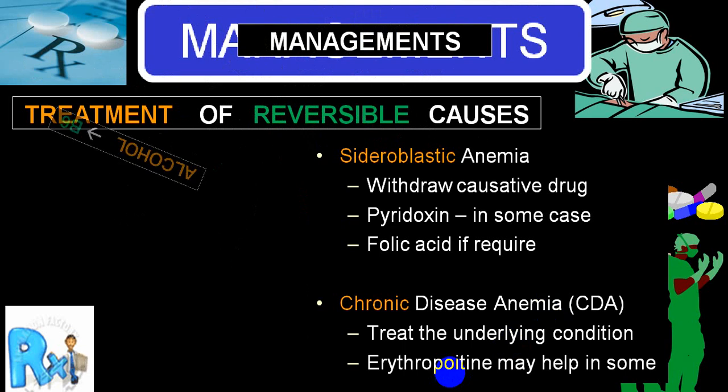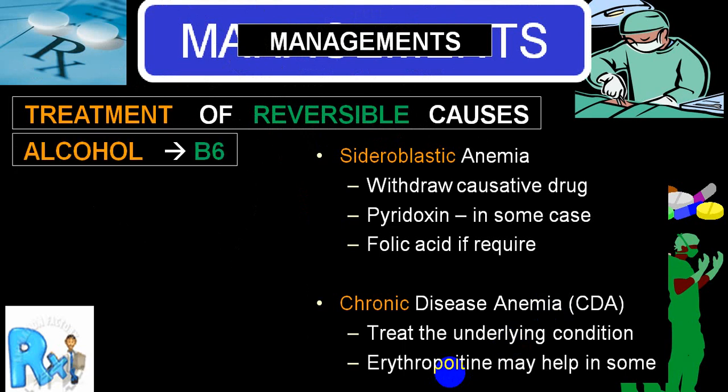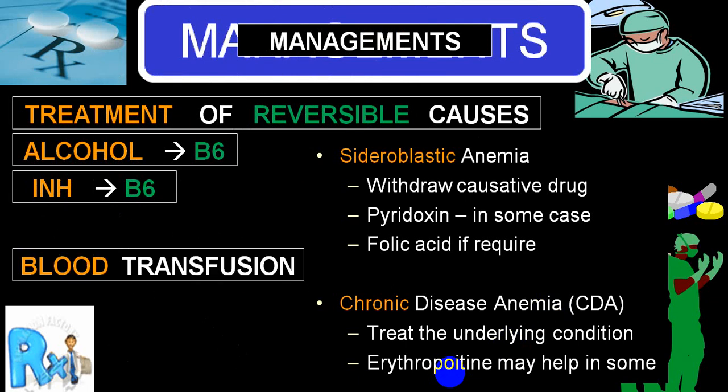Treatment of reversible causes: alcohol, you can give B6. Isoniazid also will be benefited by B6, and if hemoglobin is tremendously low and the person is decompensated, blood transfusion.